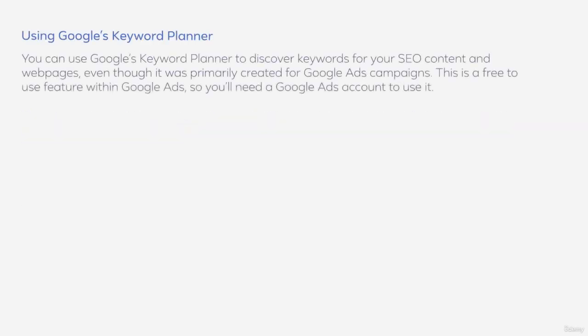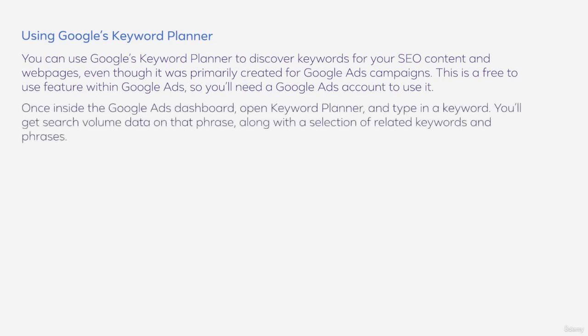Using Google's Keyword Planner. You can use Google's Keyword Planner to discover keywords for your SEO content and web pages, even though it was primarily created for Google Ads campaigns. This is a free-to-use feature within Google Ads, so you'll need a Google Ads account to use it. Once inside the Google Ads dashboard, open Keyword Planner and type in a keyword. You'll get search volume data on that phrase, along with a selection of related keywords and phrases.